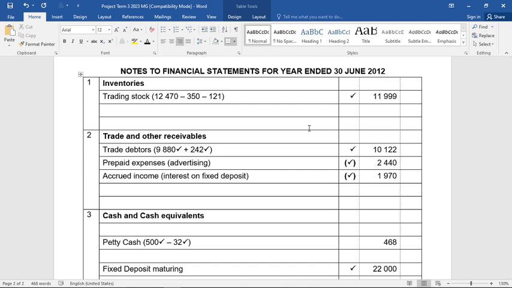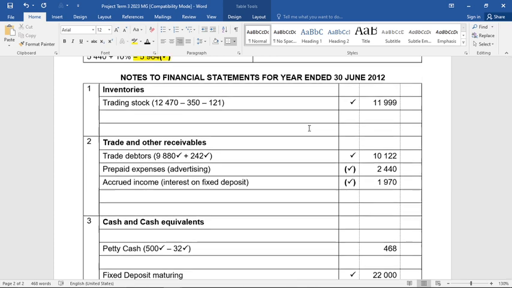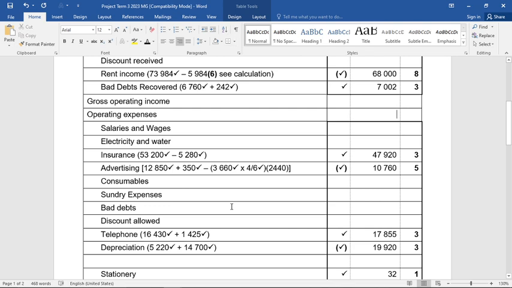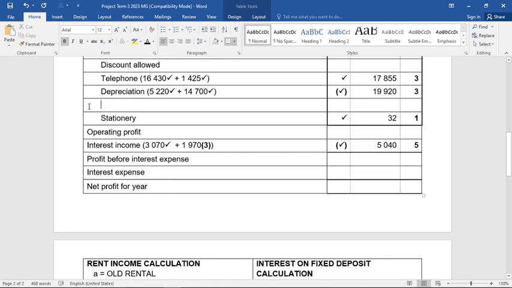The new account that needs to arrive. It's called trading stock deficit. It's going to be one of our new expenses, and it's going to appear here in the income statement. And this is pretty much what we did on the last page. 12,470 was what trading stock was, minus 350 because the owner took stock to advertise, can you remember? And minus the counted 11,999 means that 121 had gone missing somehow, and we call it trading stock deficit.